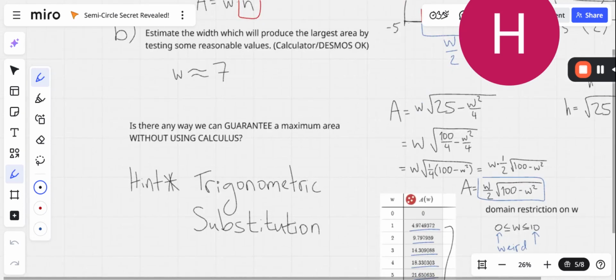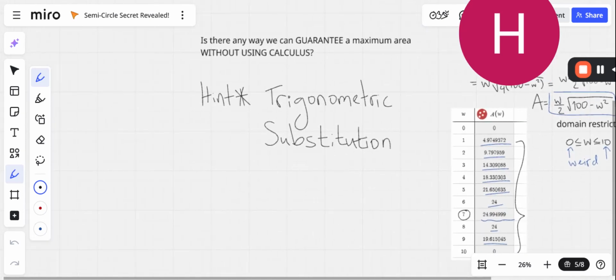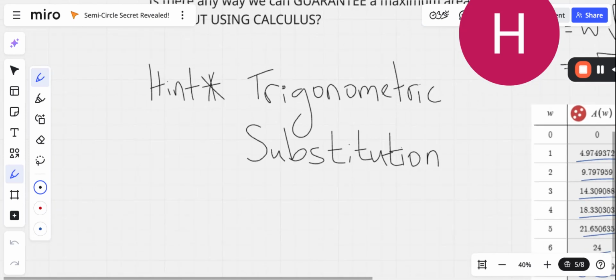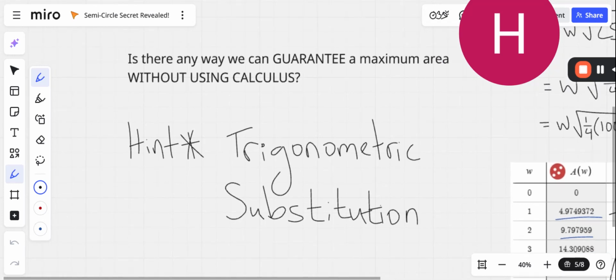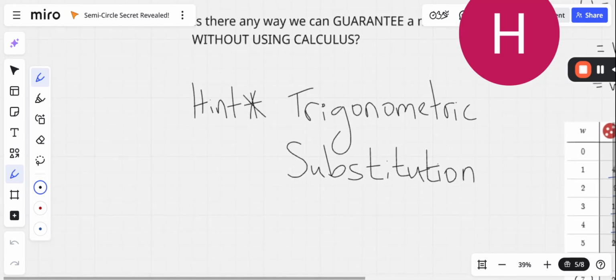Well, you can see what the challenge is for yourself. It is to guarantee a maximum area without using calculus. And I gave you a bit of a hint. We also developed kind of a nice formula for the area of the rectangle in terms of the width only. So let's remind you of what that was.